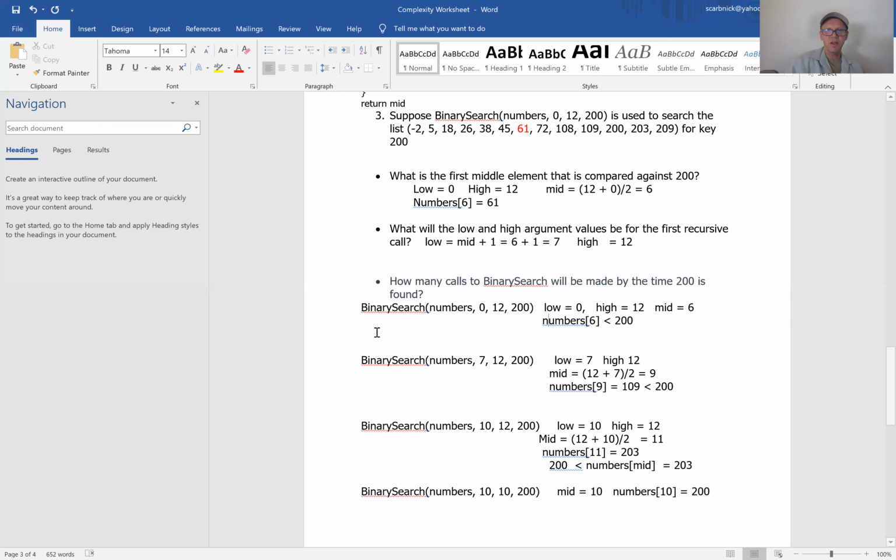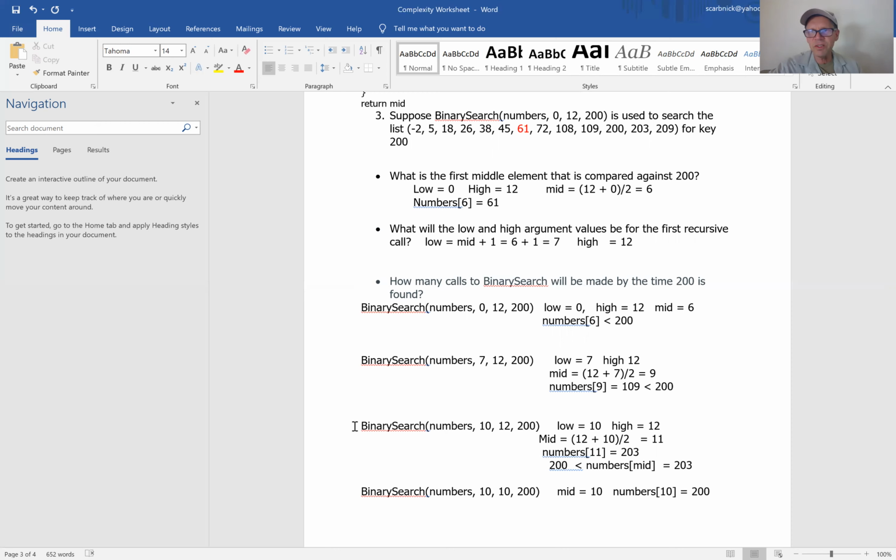When we get down to this third iteration, this is where I got confused, because I was looking at the wrong place. I thought 200 is at position 11. It's actually at 203. So we take the average of 10 and 12, and we get 11. And it turns out numbers of 11 is 203. So the key that we're looking for, 200, is less than 203.